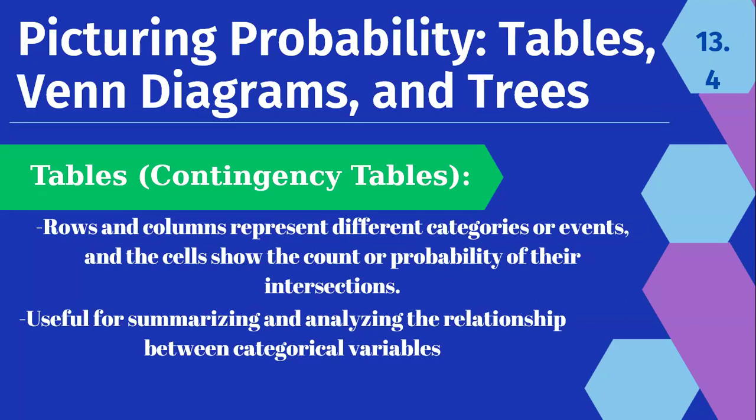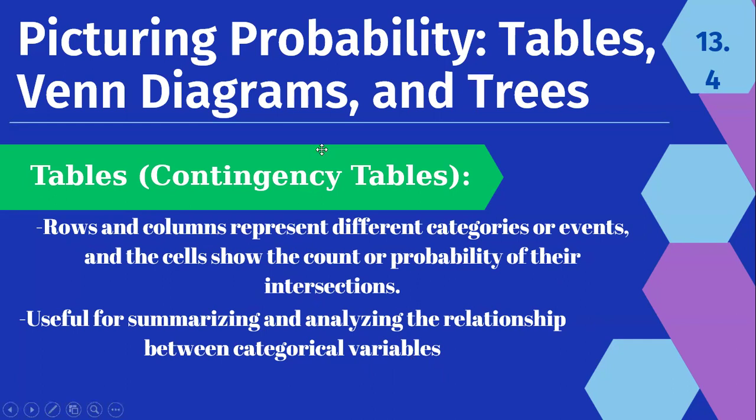Featuring probability tables, Venn diagrams, and trees. Tables: contingency tables, where rows and columns represent different categories or events, and the cells show the counts or probability of their intersections. Useful for summarizing and analyzing the relationship between categorical variables.